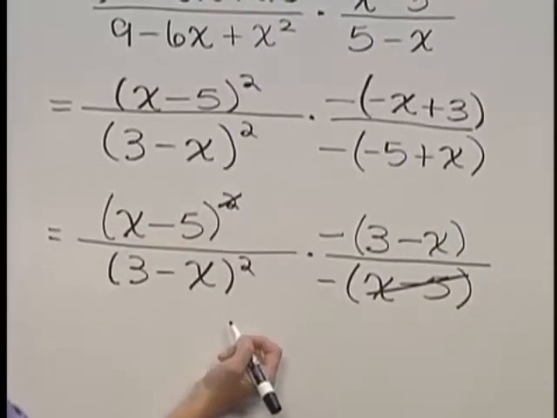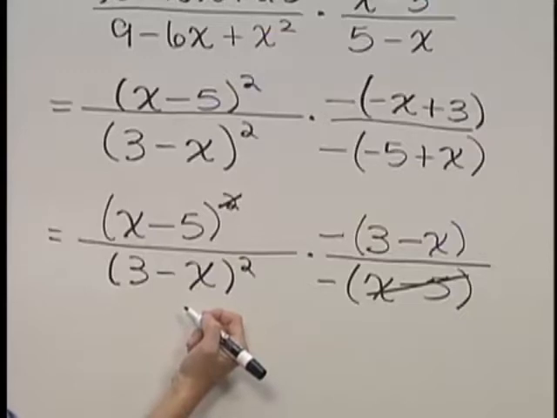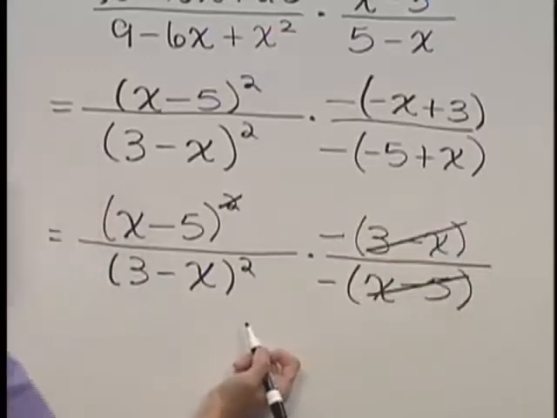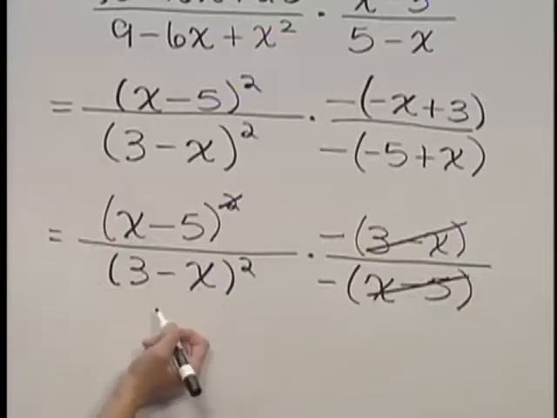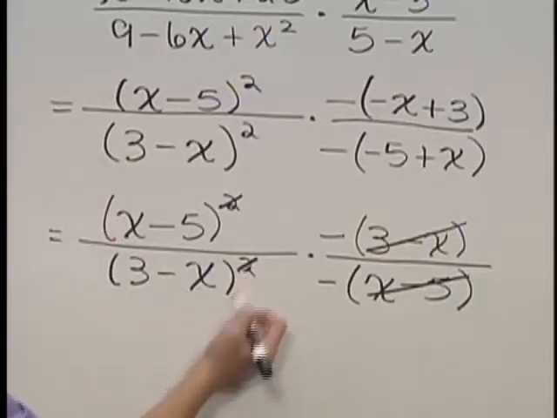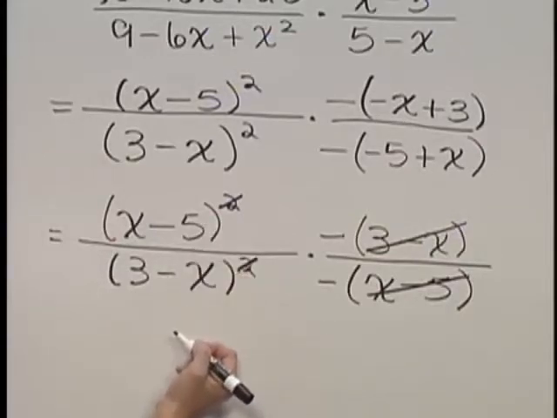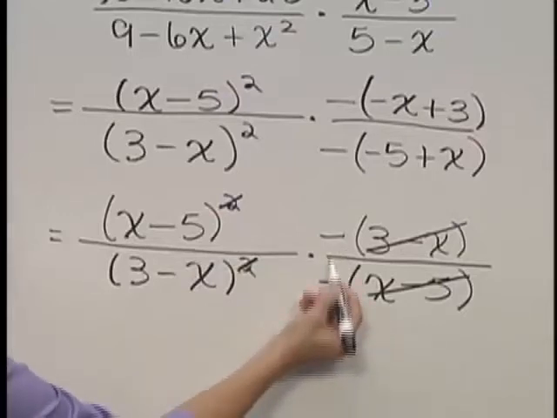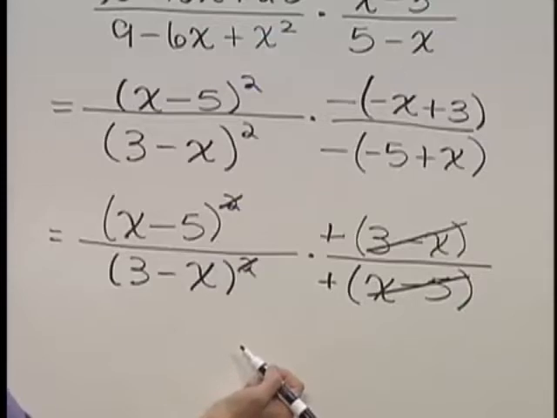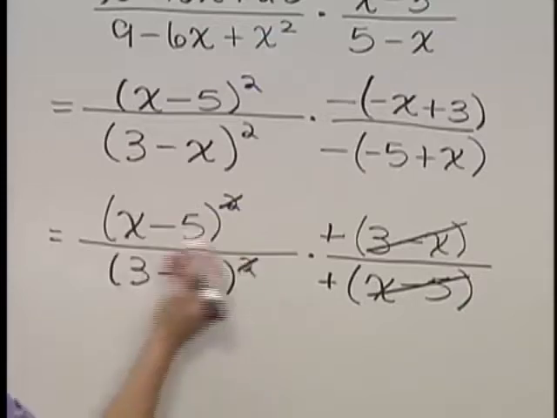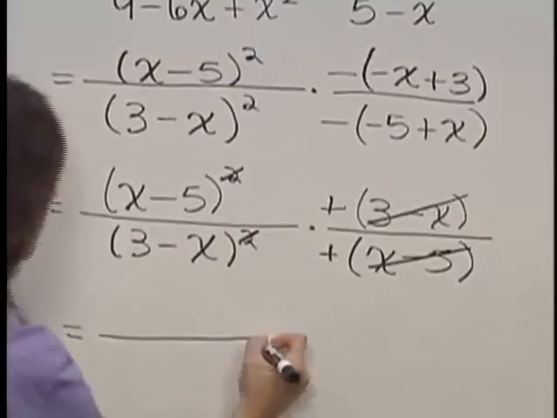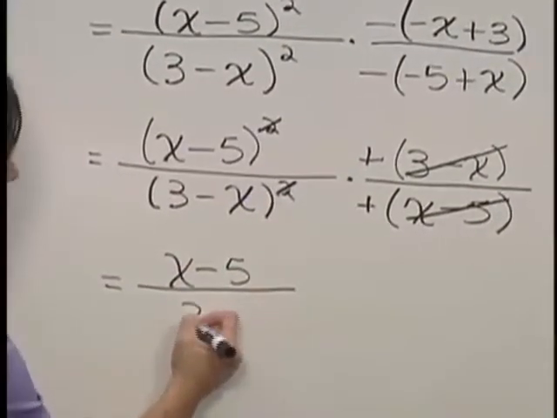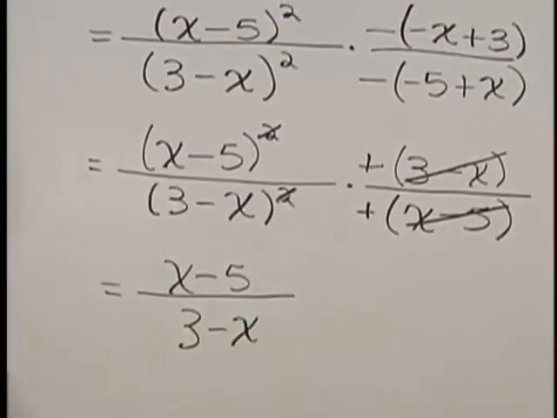It's going to cancel that exponent, leaving an x minus 5 in the numerator. Let's also cancel a 3 minus x with one of those 3 minus x's over here in the denominator. It's going to leave 1 in the denominator. Note as well that a negative divided by a negative is going to become a positive. That's going to leave our product here as x minus 5 over 3 minus x in simplest form.